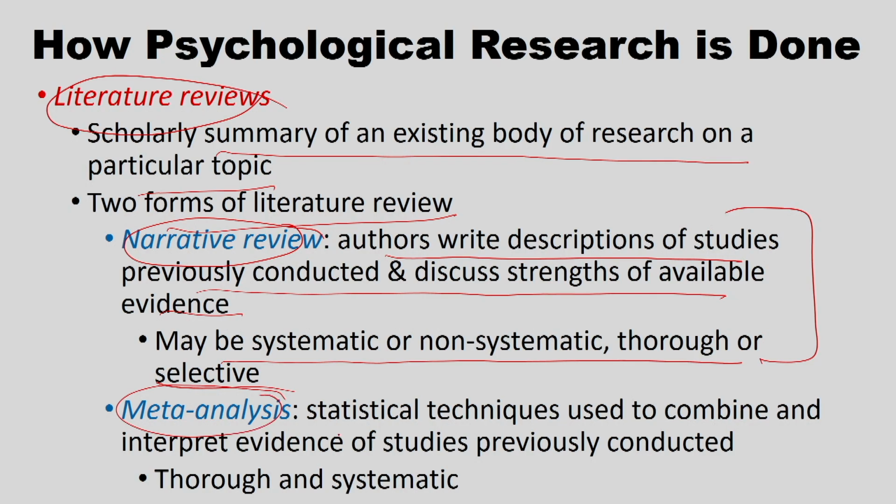There is also something called the meta-analysis, a statistical technique used to combine and interpret evidence from studies previously conducted, thorough and systematic. Meta-analysis is a statistical technique where they look at all the studies that have been done before and do simple statistics on them, saying how much of the statistics is favoring a particular result and how much of the statistical variance is favoring some other result, and so on and so forth. Based on that, they create a statistical table. Based on that statistical table, you will come to know what the previous researchers have said in terms of the particular phenomena under study.